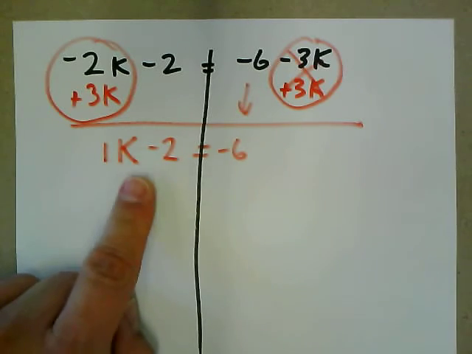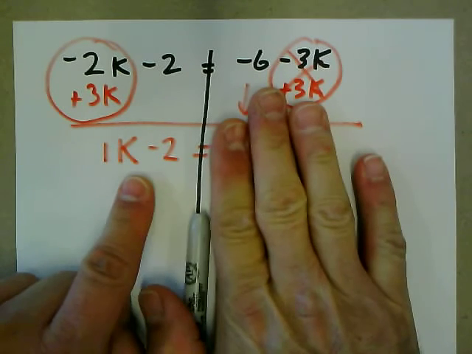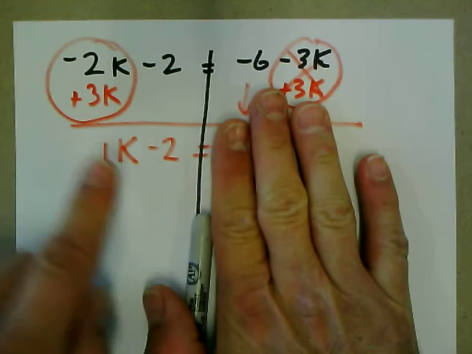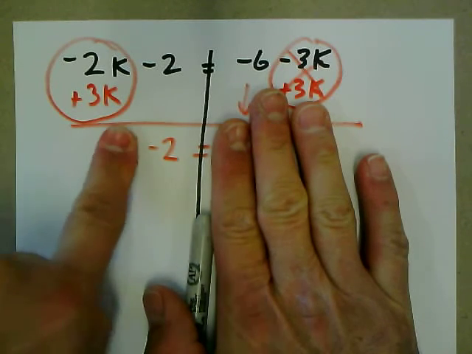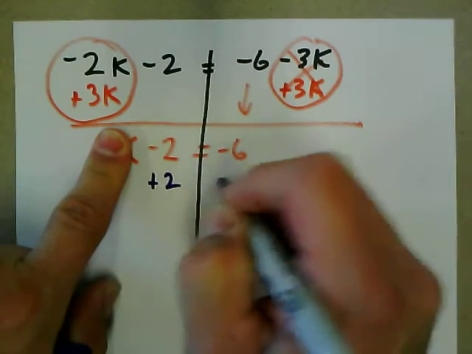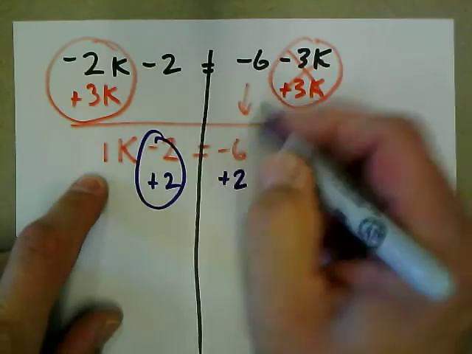Look up there. This is the side we're going to work with. We're going to ignore that number. So we need to get rid of the 1 or the -2. The 1 is attached to the k, so we cover that up. It is -2. So since we're going to -2, we're going to add 2.